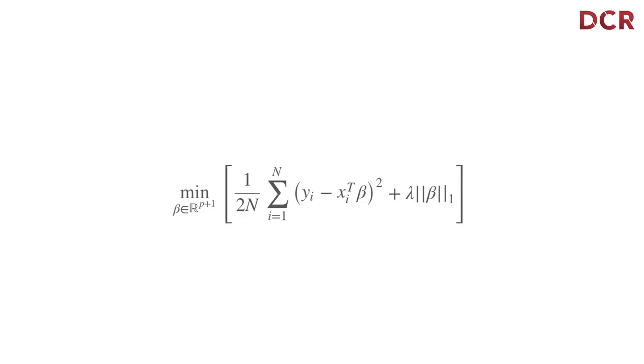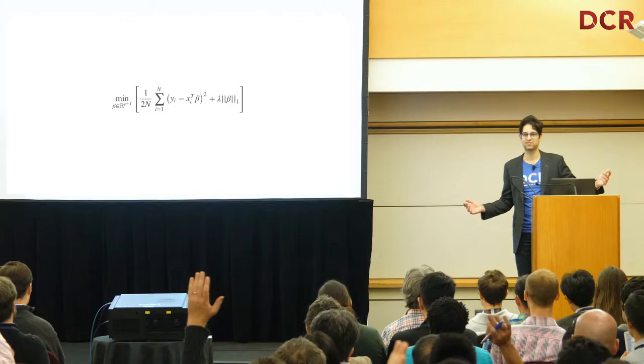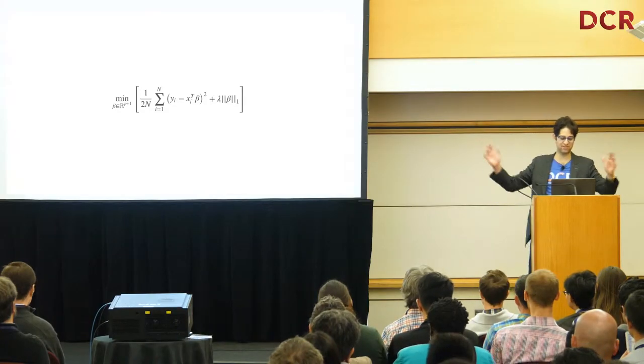Your goal is that you have an objective function you're trying to minimize. All of machine learning is just minimizing something, and it depends how you're going about minimizing it. So who here has seen the lasso? All right, so a lot of you hopefully see this.